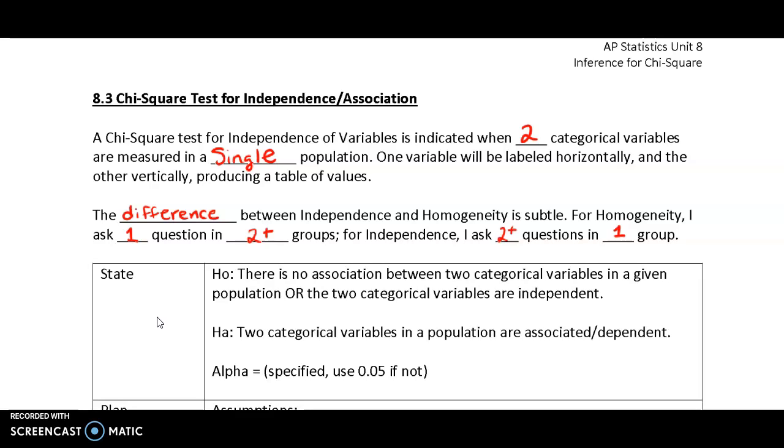How many samples are you taking? Where are they coming from? How many variables are being measured? Now, they are very, very similar, so you won't get dinged if you accidentally call homogeneity for independence or vice versa, because you can always justify the response, but the true technicality comes down to how many populations are there.